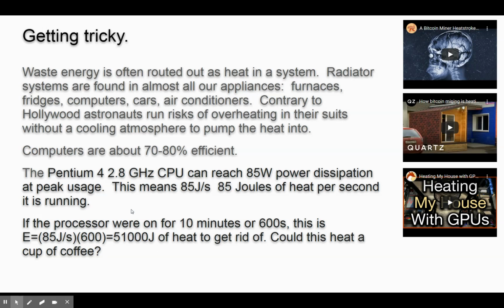So if the processor is kicking out 85 joules every second, and this went on for 600 seconds, think about it. If I say I'm giving you 85 pennies every second for 10 minutes, you multiply by 600. So this means a Pentium 4 2.8 gigahertz CPU, which is not a particularly big one, has got to shed 51,000 joules of heat every 10 minutes. Well, how can we understand? Is this a lot of heat? Let's put it into a cup of coffee, see what happens.